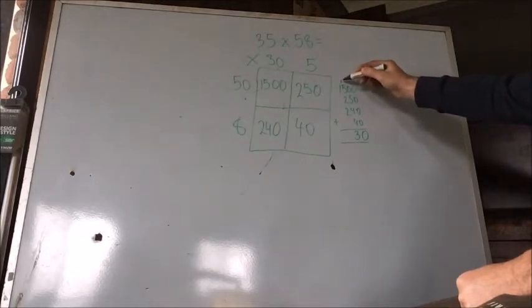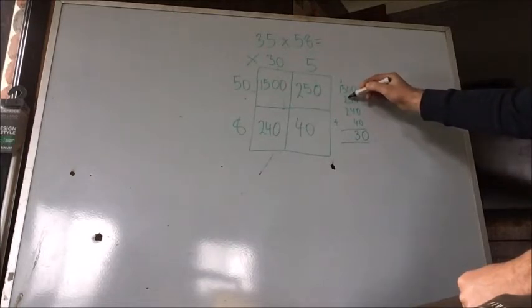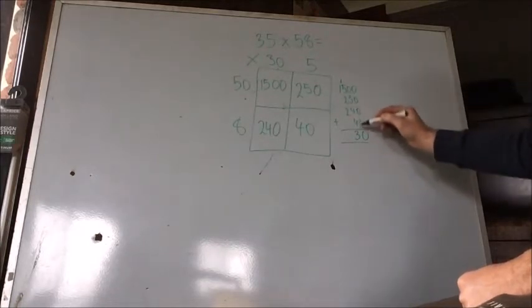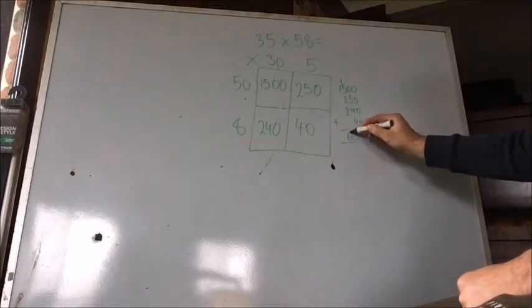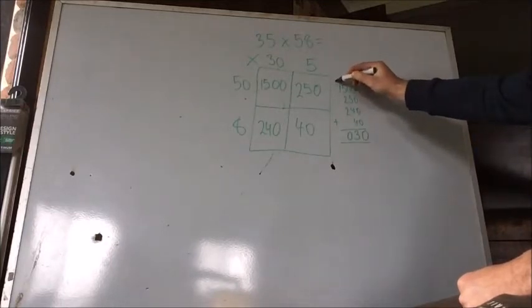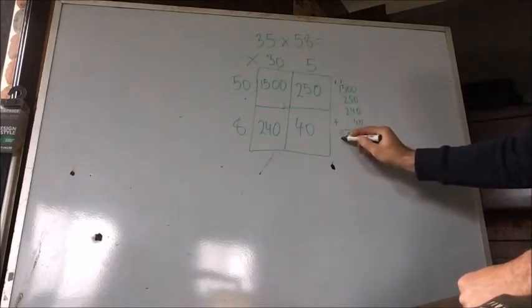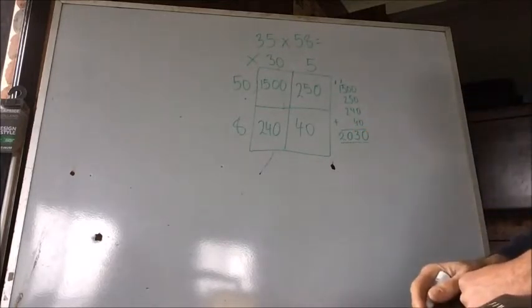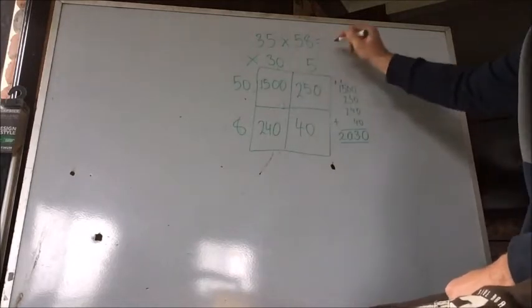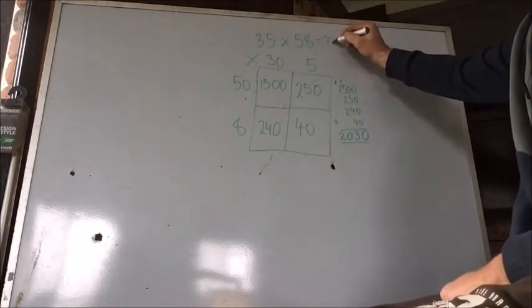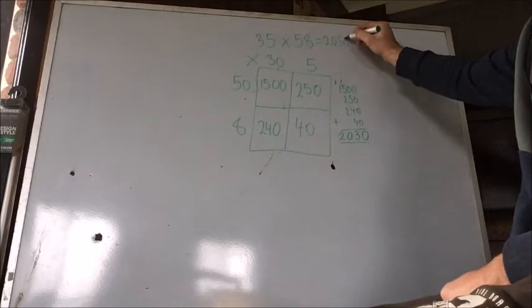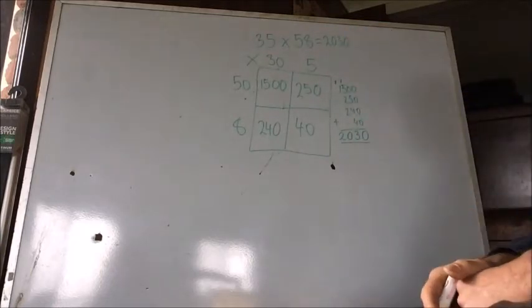Then we have 1 plus 5 is 6. 6 plus 2 is 8. 8 plus 2 is 10. Once again, we put down the right digit and we carry the 1. Then we go 1 plus 1 is 2. Okay, so our answer to 35 times 58 is 2,030. Okay, so that's what we're going to be focusing on doing.